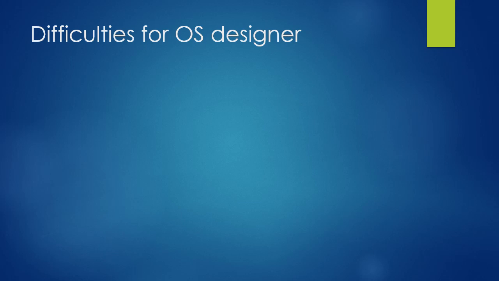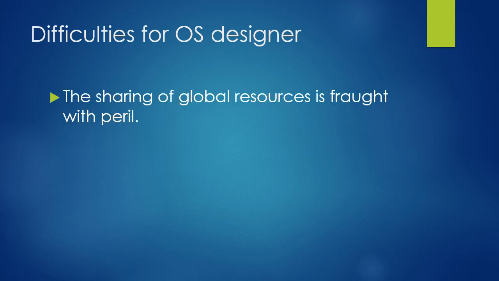So what are the difficulties for the OS designer? The first thing is the sharing of global resources is fraught with peril. For example, two processes both perform reads and writes on a variable X, and the order in which the various reads and writes are executed is critical. Suppose process A assigns 7 to X and process B assigns 3 to X. One day A comes first, B comes later. So the final value of X is 3. Another day A comes after B. What would be the final value of X?